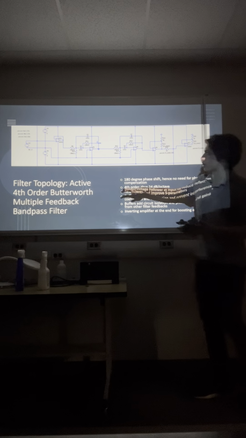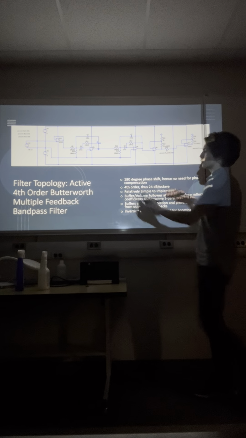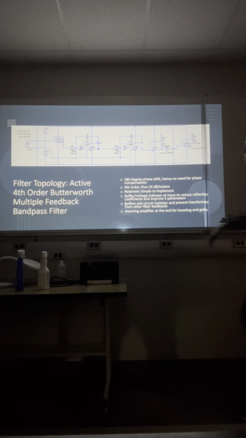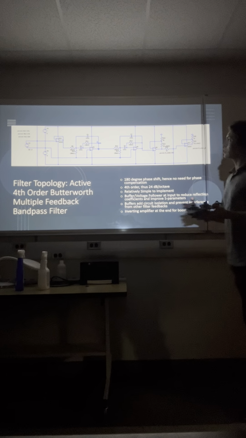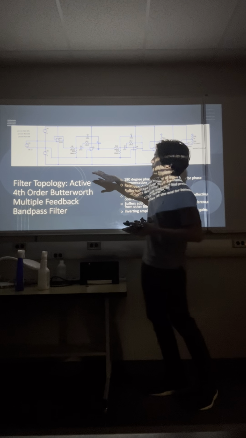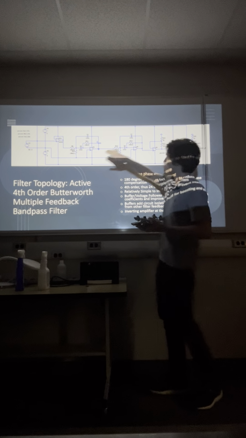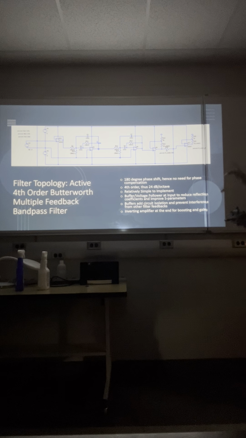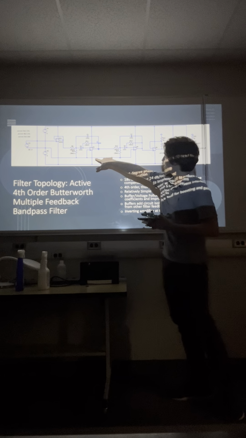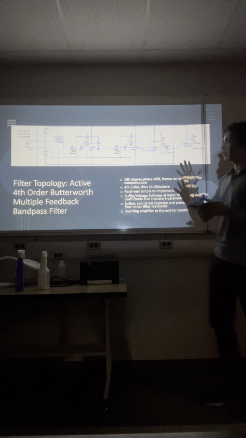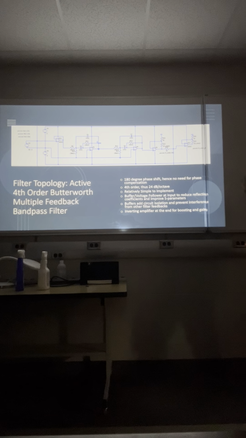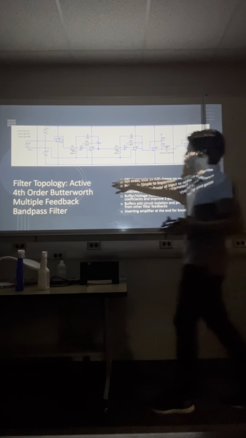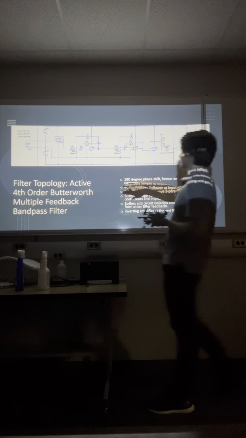This is our filter topology per bandpass filter. So as I mentioned before, it's a 4th order Butterworth multiple feedback bandpass filter. What we found was that what makes it Butterworth is basically how you compute the center frequencies for the first stage and the second stage. So if you have the same center frequency and the same bandwidth for both of these multiple feedback filters, then it's going to be Butterworth. If you spread them out a little bit and then you reduce the bandwidth, then it's going to be like a Chebyshev.